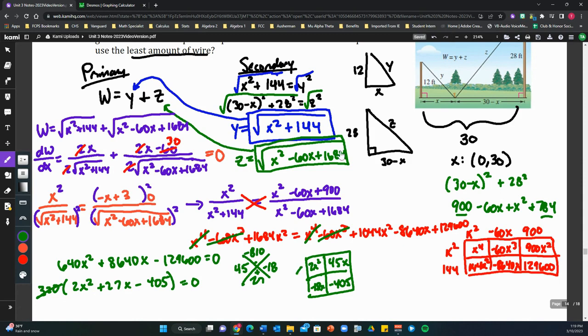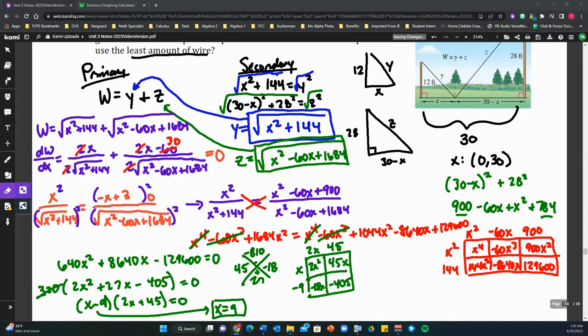If I take out an x from both of these, I would get 2x and 45, and then that leaves me here with negative 9. So our final factored form of this would be x minus 9 equals 0, and then 2x plus 45 equals 0. The second guy produces a negative answer to the equation, so we don't need to worry about that one. But this guy produces x equals positive 9. So we have our critical number now, x equals 9.